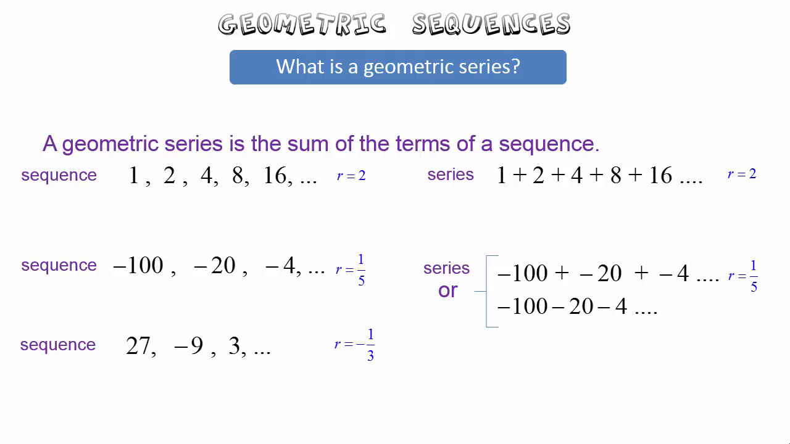The third example, 27, minus 9, 3. In this case, you can see that the terms are alternating in terms of sign, plus, minus, plus, and so on. So to make allowance for that, the common ratio will be negative a third. We are multiplying by a negative. And to show that as a series, you can see that we have 27 minus 9 plus 3 and so on.